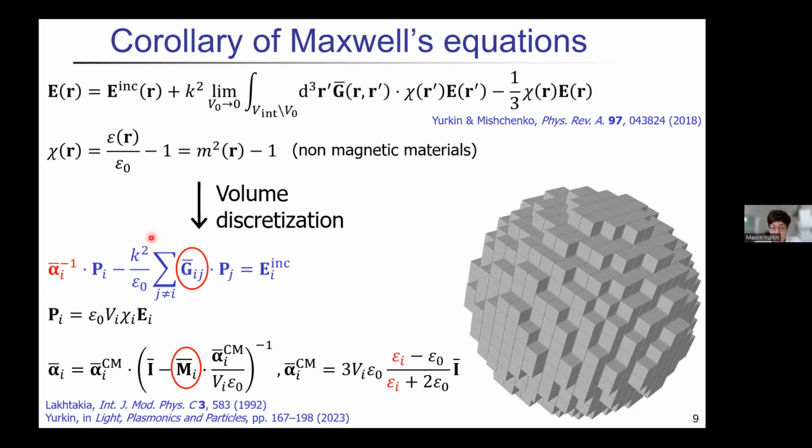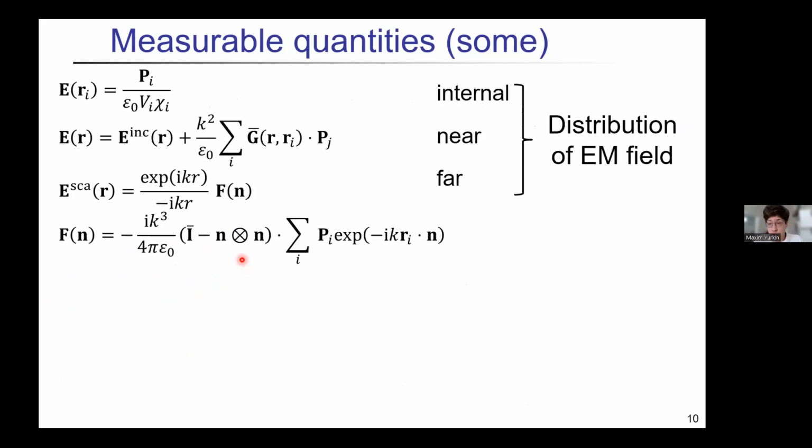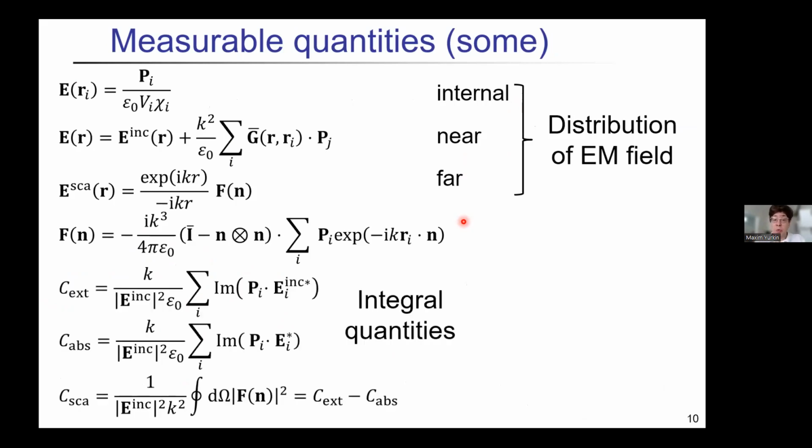Again, we have this master equation. Solving it is the main computational bottleneck. Once we do it, we can determine anything we want: internal, near, or far fields. For atmospheric applications, we are mostly interested in far fields. We can compute any cross sections, asymmetry parameter, whatever you want, like LiDAR ratios, backscattering.